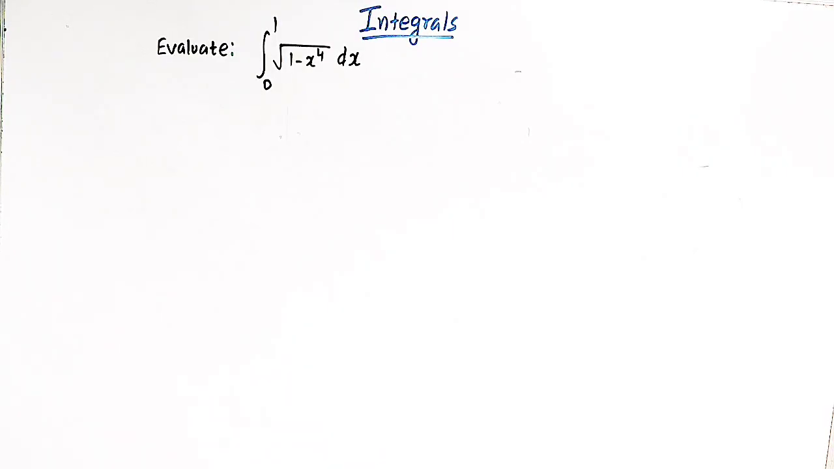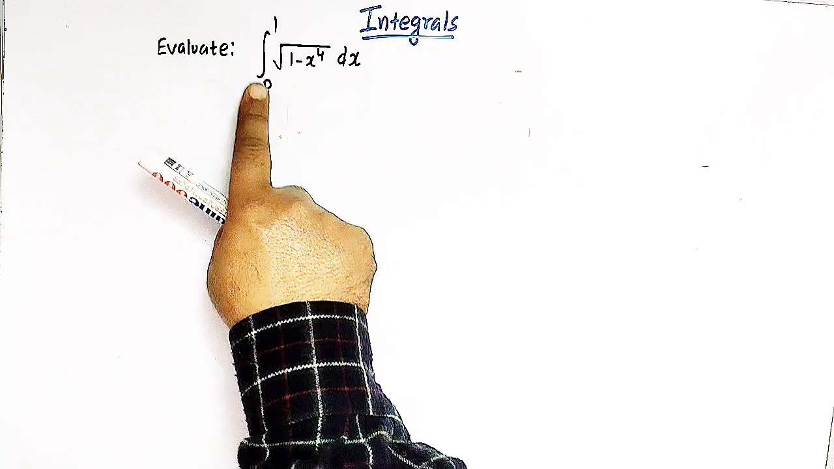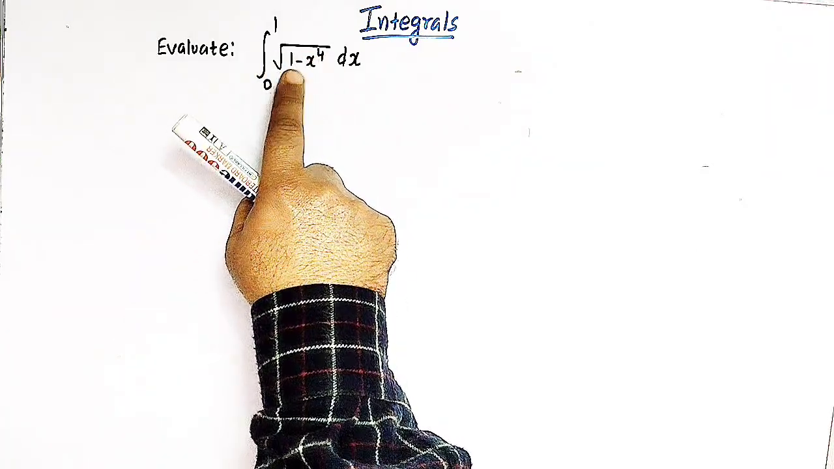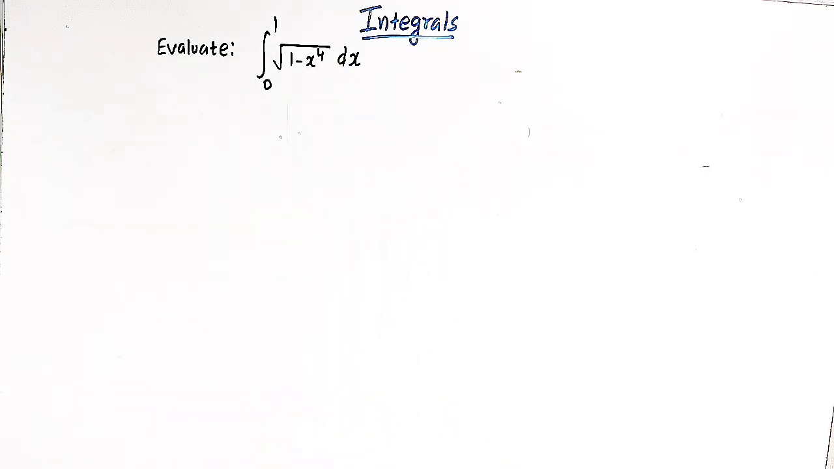Hello, viewers. In today's session, we are going to discuss another important application of beta and gamma functions to solve this given integral. So here we have to evaluate this definite integral from 0 to 1, and the integrand is square root of 1 minus x raised to 4, with dx. So let us see how easily we can solve this integral using some important results from beta and gamma functions.